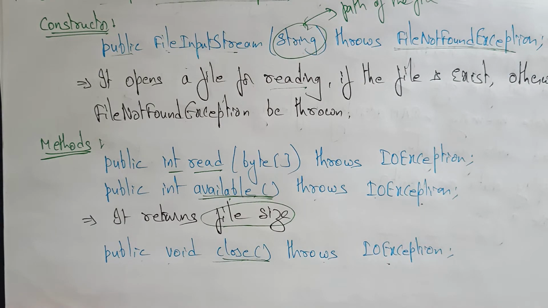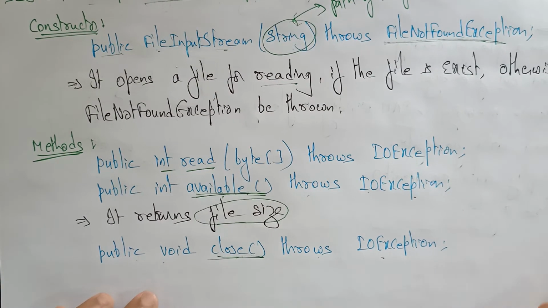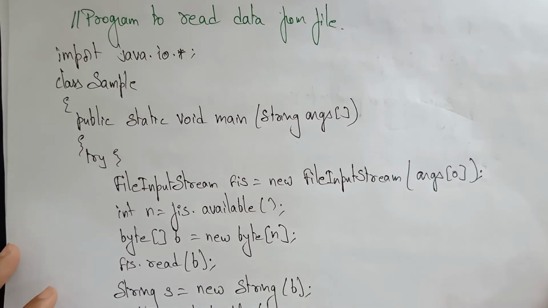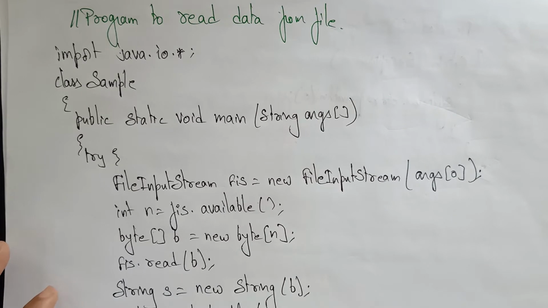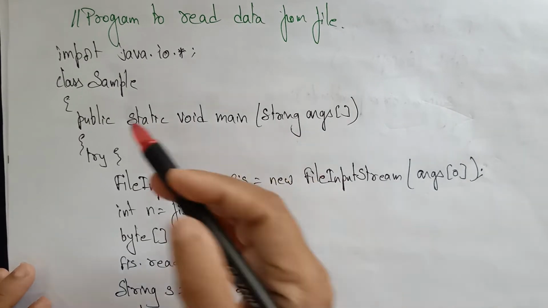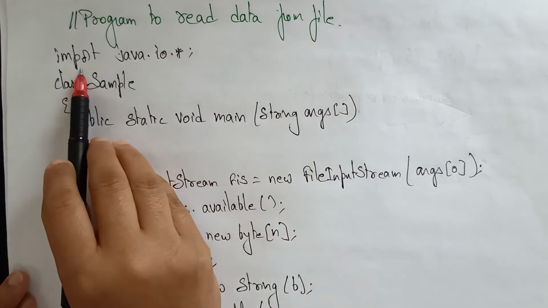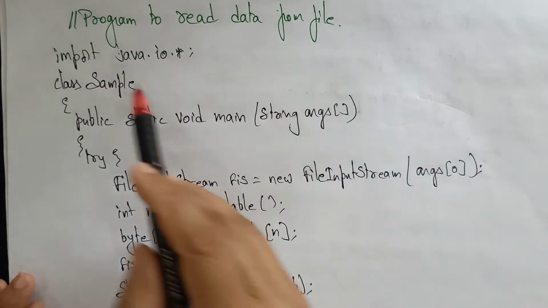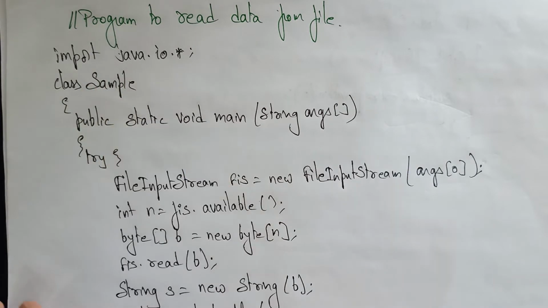Okay, now let's work on the program. What is the program? A program to read data from a file. I want to read the data from a file. See here, stepwise, we'll implement the steps that I have explained. So, import java.io.*.